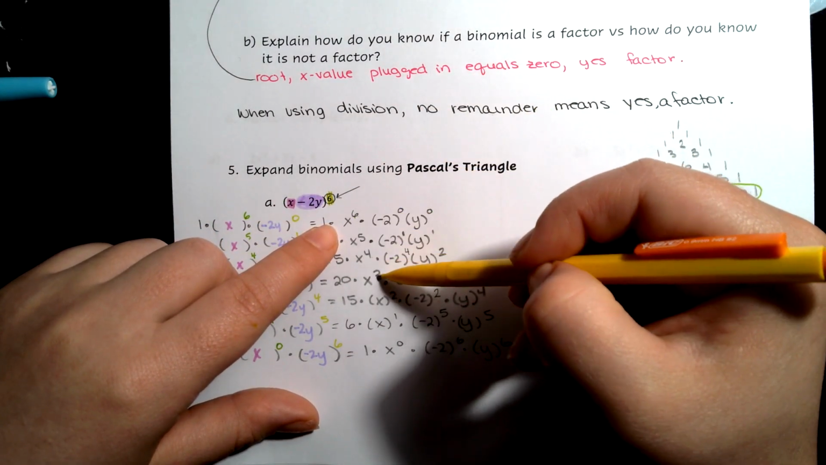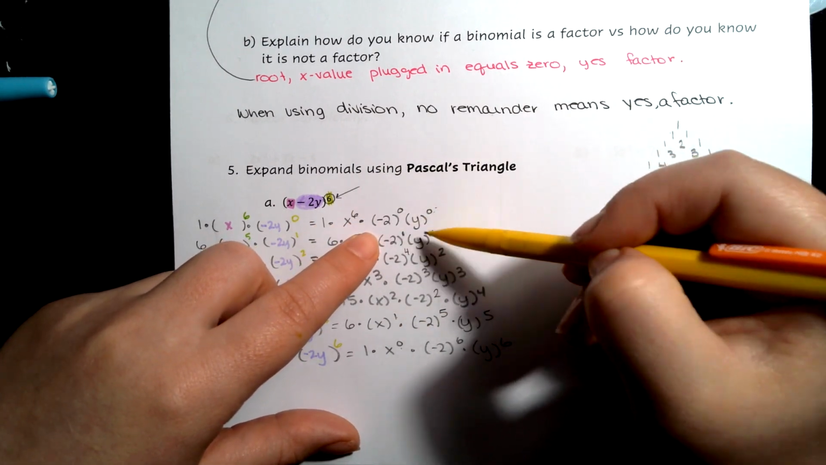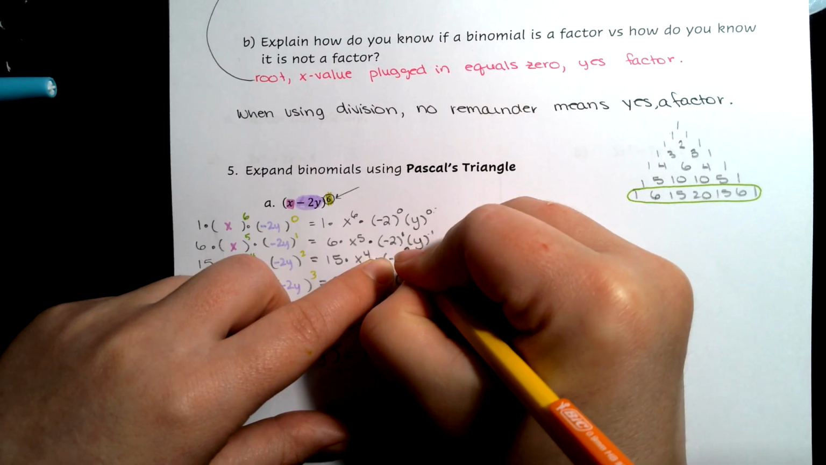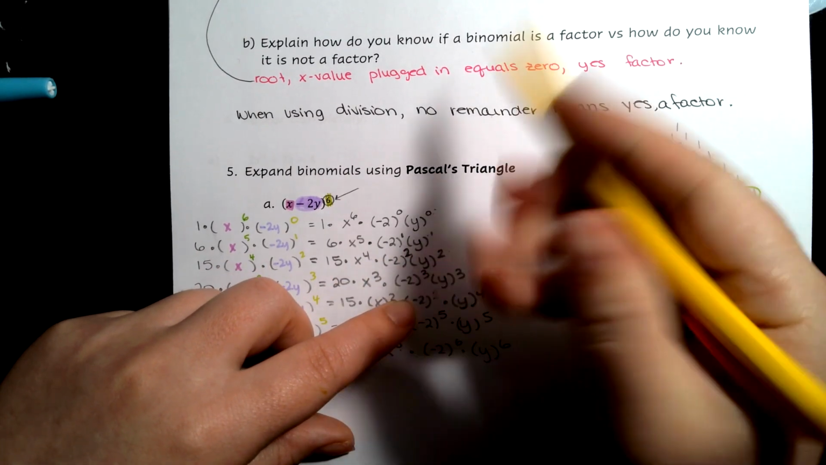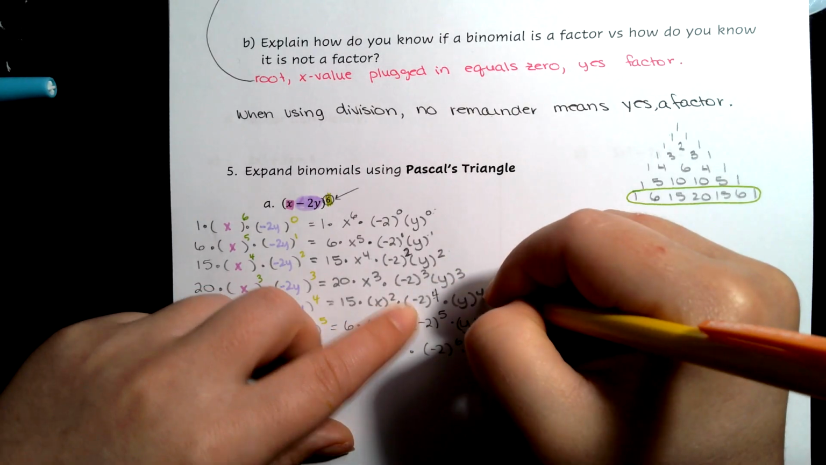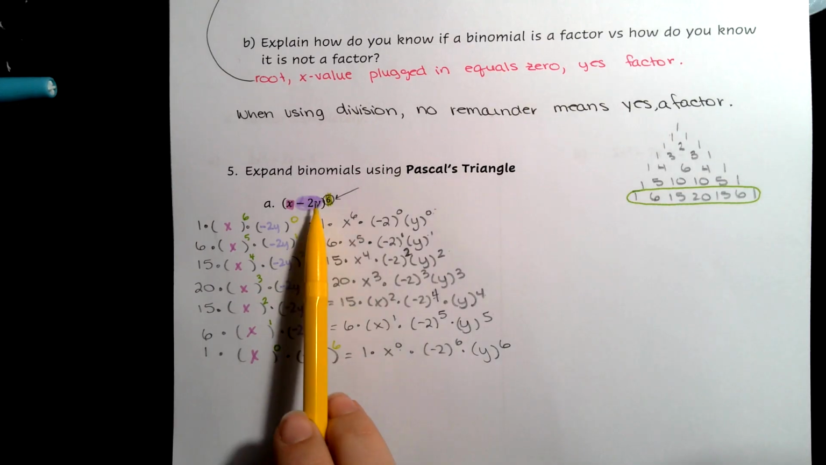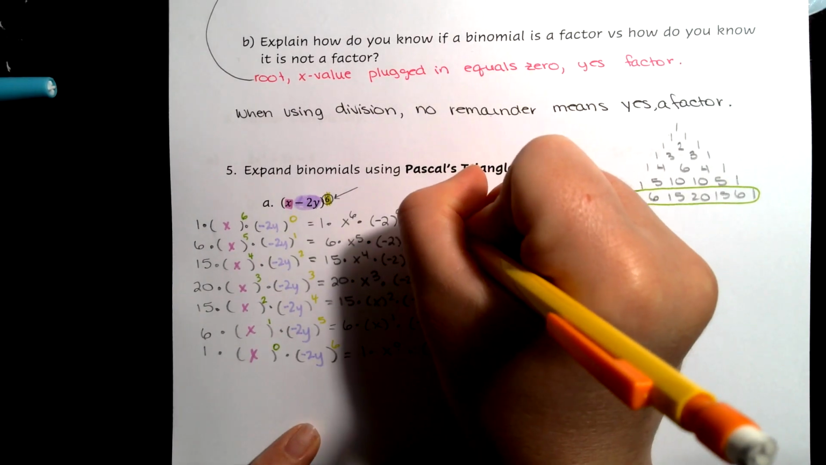So 6, 5, 4, 3, 2, 1, 0 on the x's. 0 here, 1 here, so this should be a 2. So fix that, please. 2, 2, 3, 3. This should be a 4. 4, 4, 5, 5, 6, 6. So because we had a negative 2y as our second term, the exponent on 2 and the exponent of y need to match. And we separate them out like this.